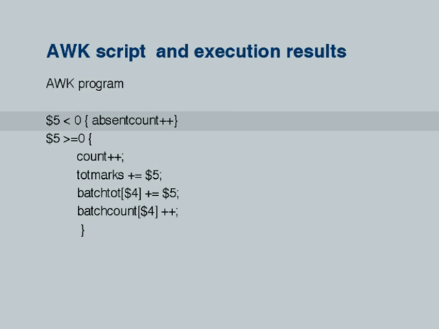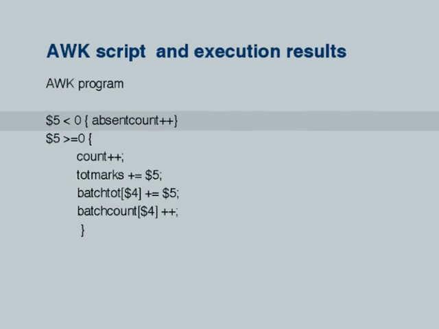The first statement says $5 less than 0 in brackets, absent_count++. Notice that absent_count is obviously a variable, it is not initialized. In awk, the moment you use a variable, it gets auto initialized. So, when I say absent_count++, awk, the first time it executes this, will create a variable, allocate a location, initialize it to 0, and on the first occurrence of a negative value, it will add 1 to it.